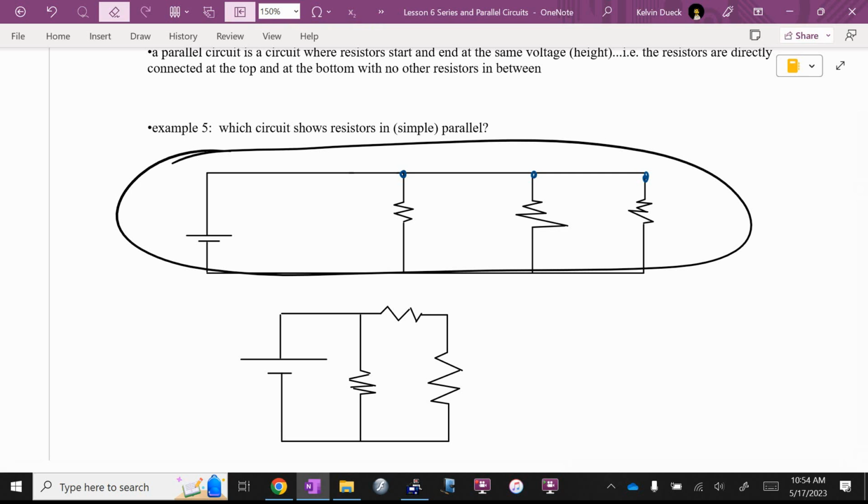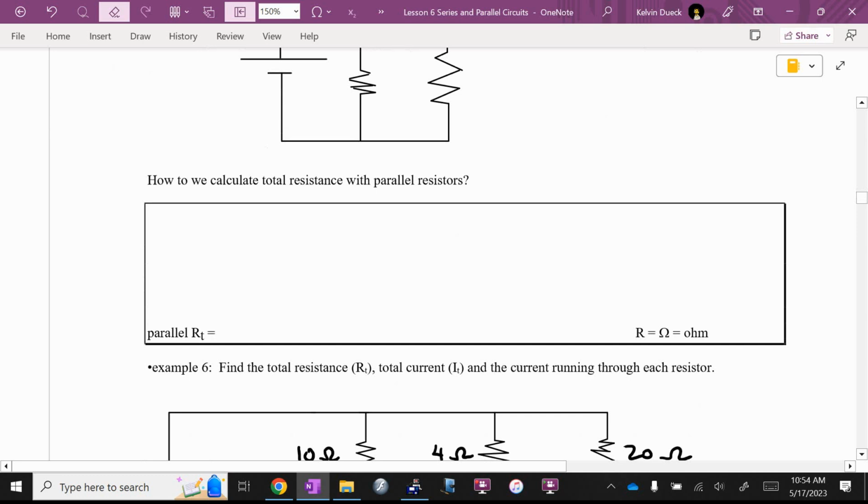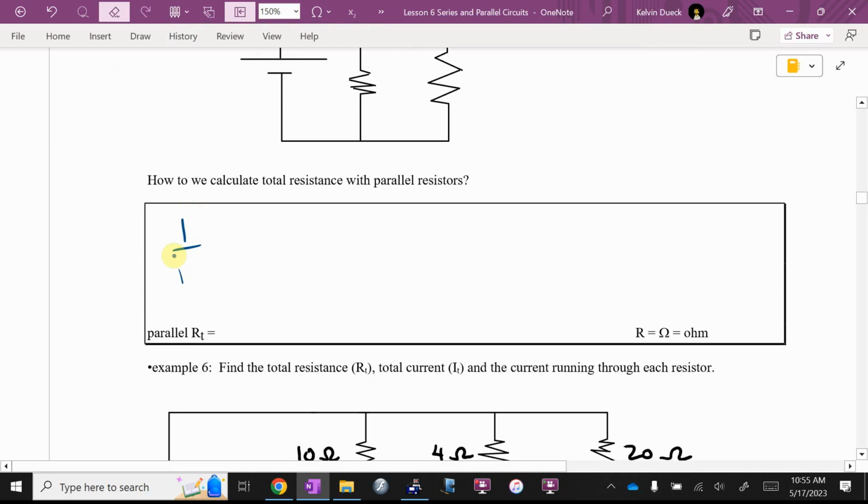Caught you yawning, Alice. I'm coming at you. How do we calculate total parallel resistance? You can't. Well, what you can find is its reciprocal. What you can find is 1 over R total. And that's going to be 1 over the first parallel one, plus 1 over the second parallel one, plus 1 over the third parallel one. Now that gives you the reciprocal of the answer.